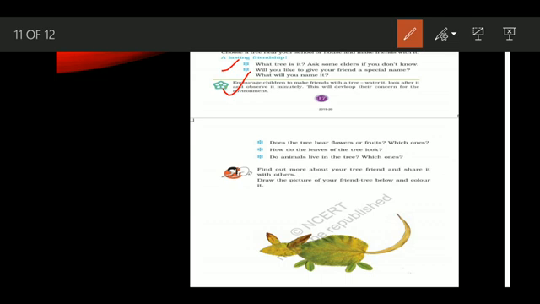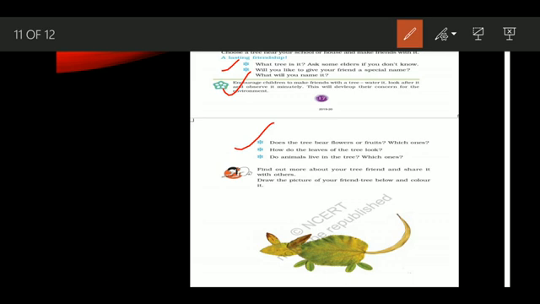Next, would you like to give your friend a special name? What will you name it? If you like to give a name, write what name you choose. You can do this by yourself also. The next one is, does the tree bear flowers or fruit? Go into the garden and see that there are a large number of trees. Some of them bear flowers, some of them only bear leaves. You have to write the names of the trees which have flowers and which have fruit.